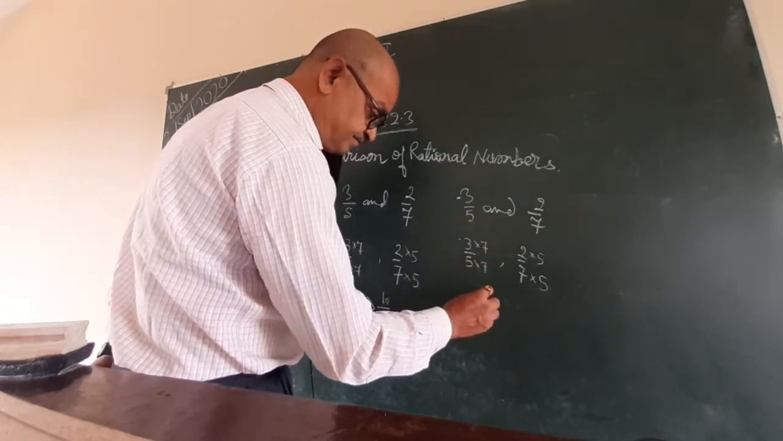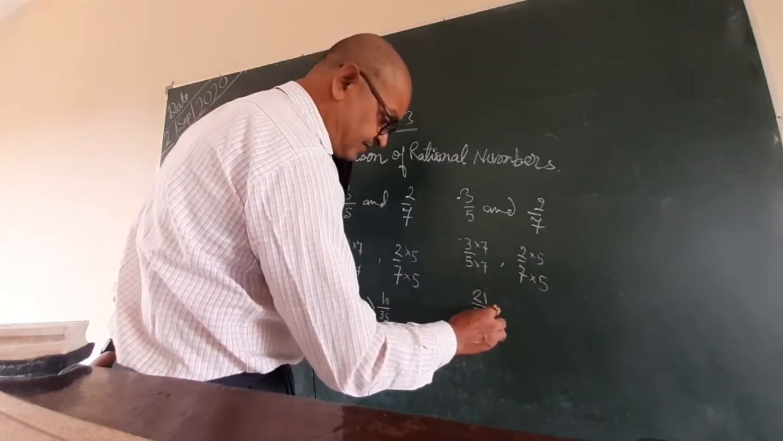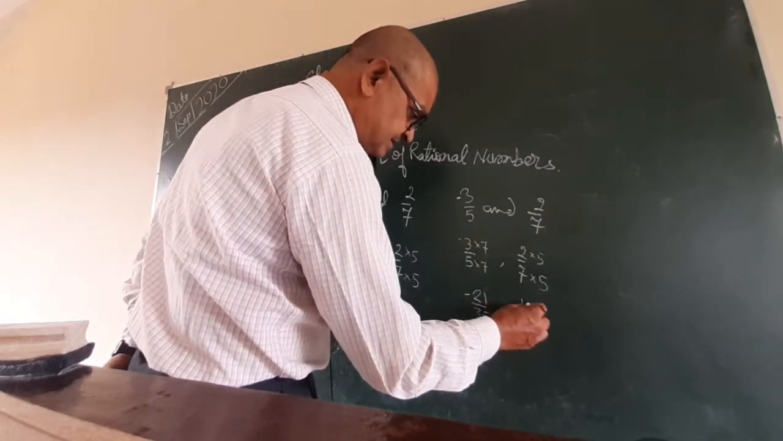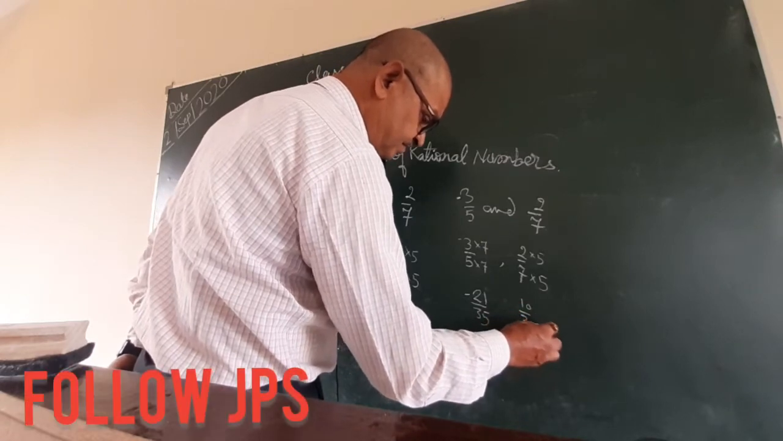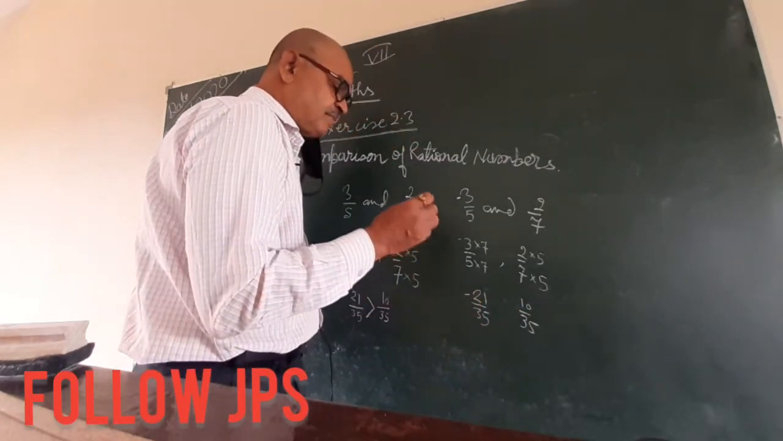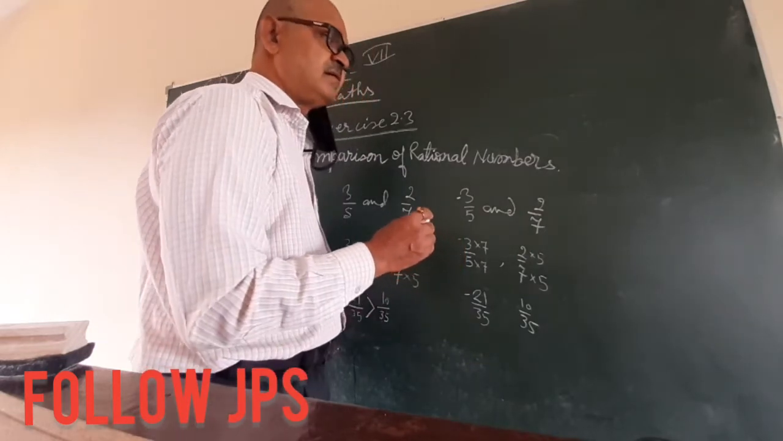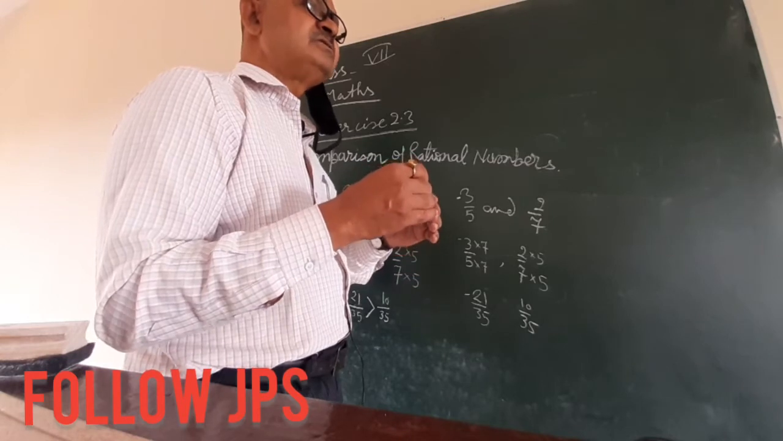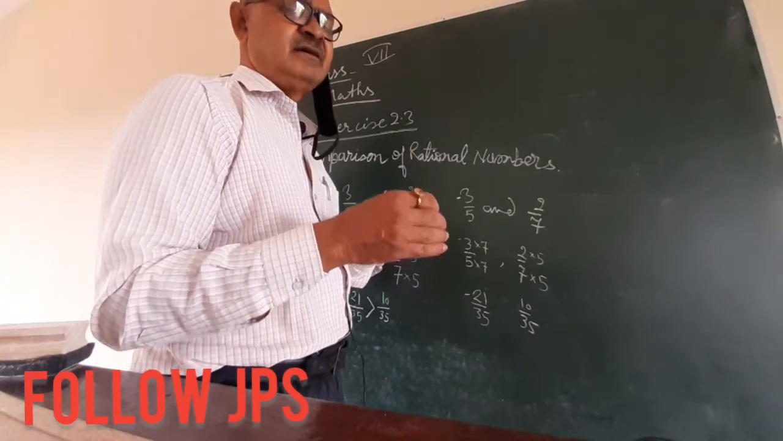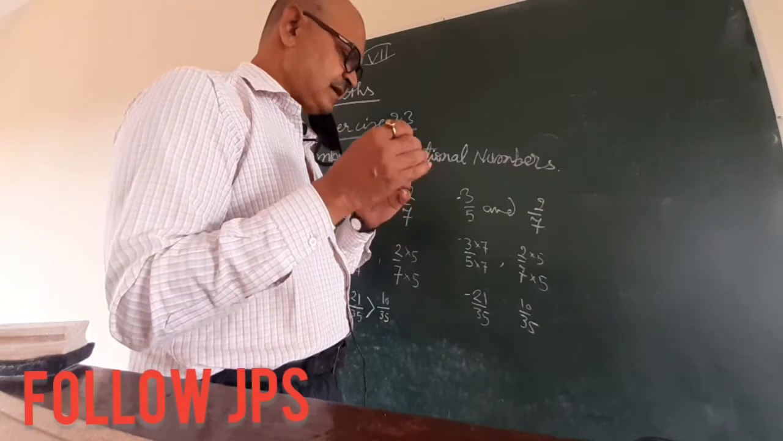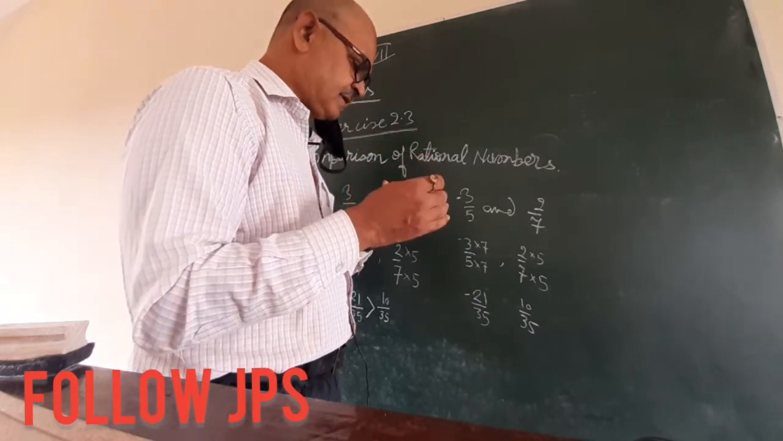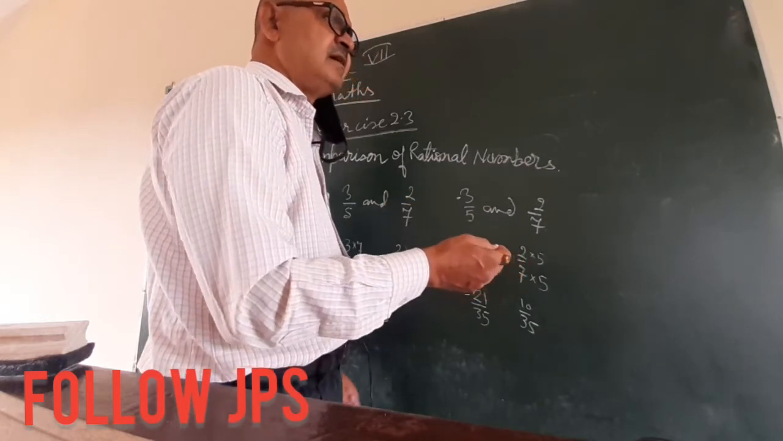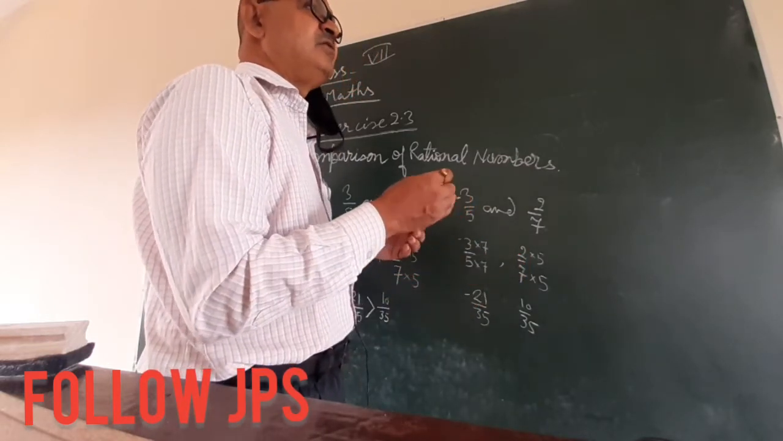7 times 3 is 21/35, and the other fraction is 10/35. Now for negative numbers, when the magnitude of a minus number is increasing, its value is lesser. But for positive numbers, when they increase, their value is also increasing.